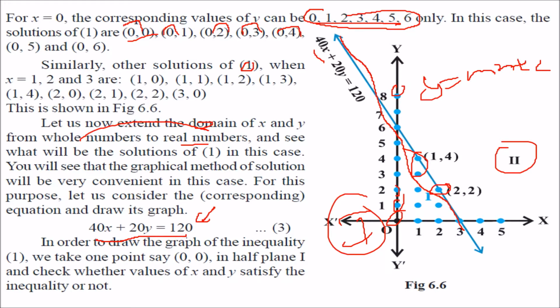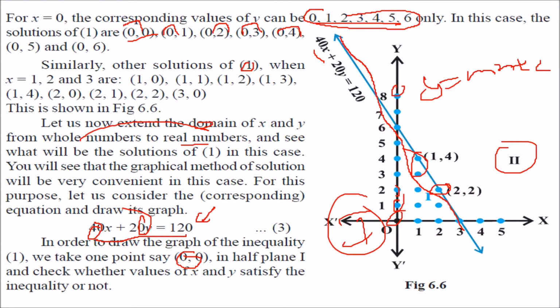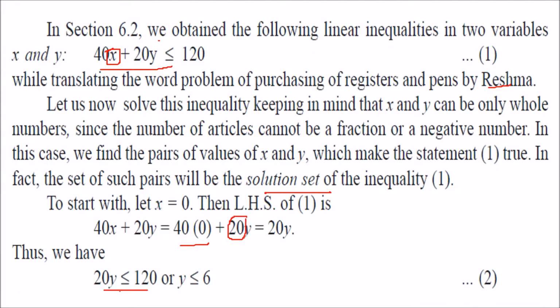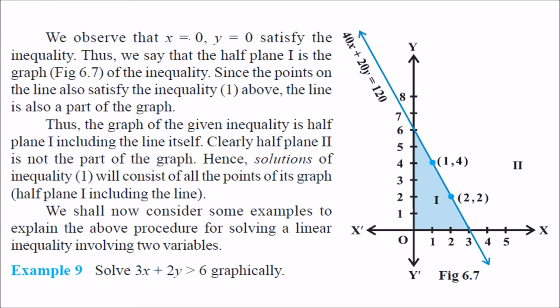Now we have to find out whether (0, 0) satisfies this or not. Let us put 0 and 0. If we place (0, 0), we see 0 is actually less than 120. If we go to the basic inequality and place x as 0, y as 0, this 0 is less than 120. And we see that (0, 0) lies here in the first plane. So all of this first plane is the solution. All the points lying in the first plane are the solution. This is how we solve it graphically. x equal to 0 and y equal to 0 actually satisfy the inequality, so all these points are the solution.